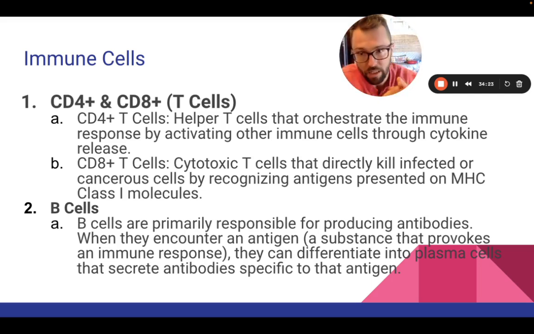These are immune B cells. B cells are primarily responsible for producing antibodies. When they encounter an antigen, that initial foreign substance that our immune system doesn't quite know to act on just yet, B cells are able to differentiate. They sense that an antigen is present. They differentiate into plasma cells that secrete antibodies that are specific to that antigen and elicit the appropriate immune response.